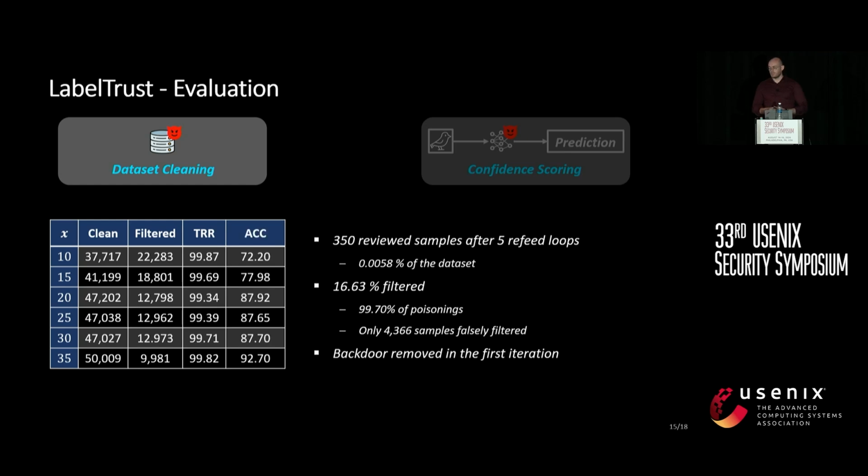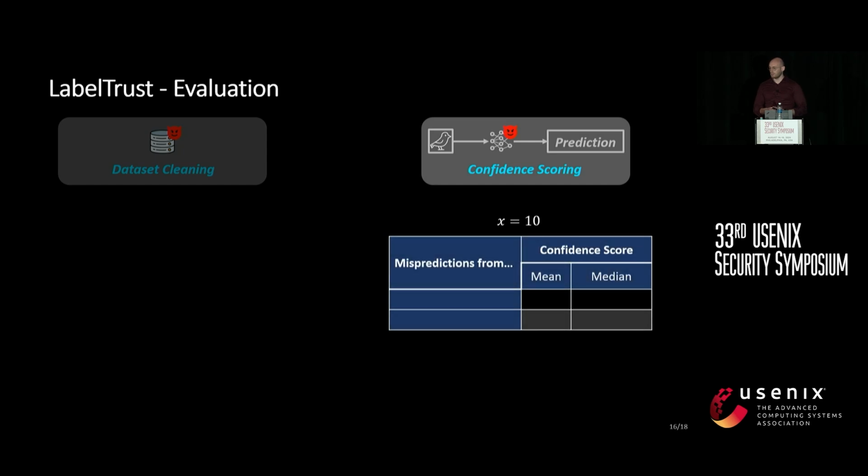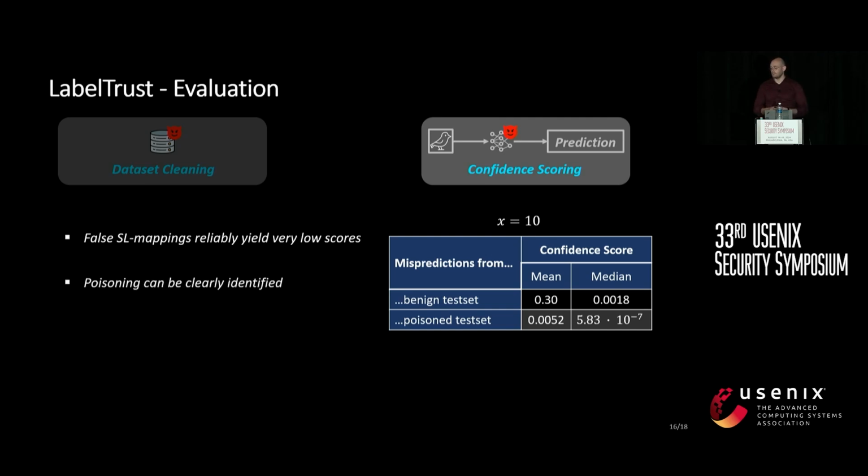Yeah, the accuracy values go along with the ones presented in the previous slides. For the confidence scoring, we have a scenario where we have 10 samples in the reference dataset, and we compare the results for a benign test set with the results of a poison test set. As you can see, the confidence score values are really lower for the poison dataset, and this shows that these false mappings reliably yield low scores. And as the difference between those scores is relatively high, we can clearly identify the poisonings. When we apply a threshold like 0.99, this would barely yield any error.